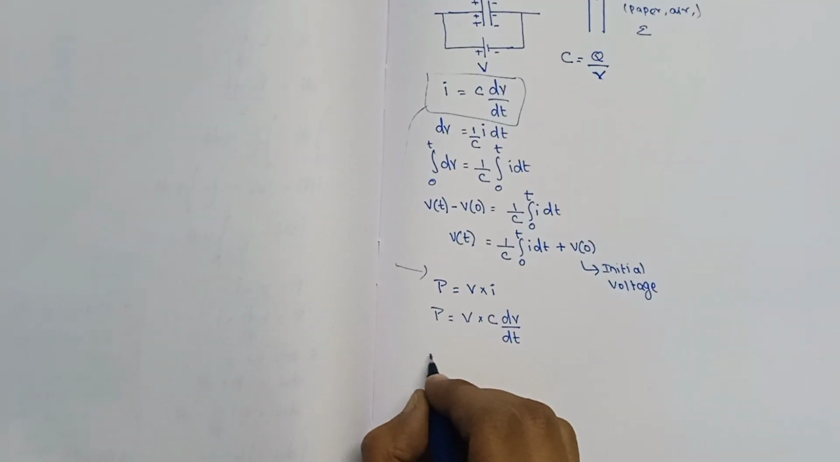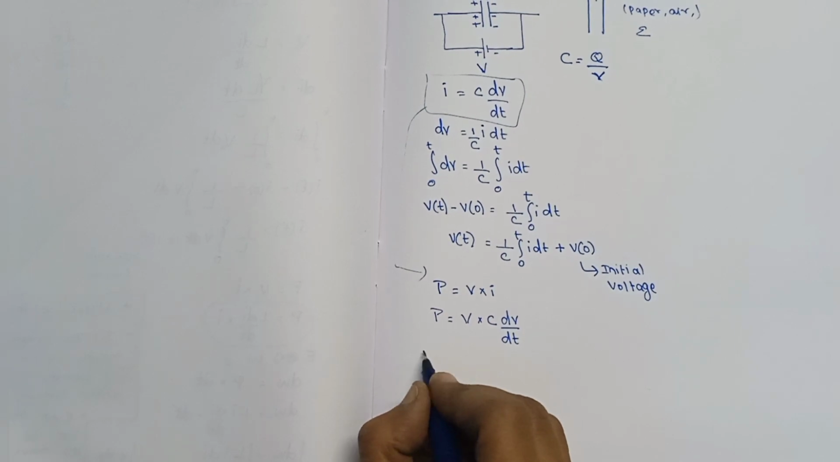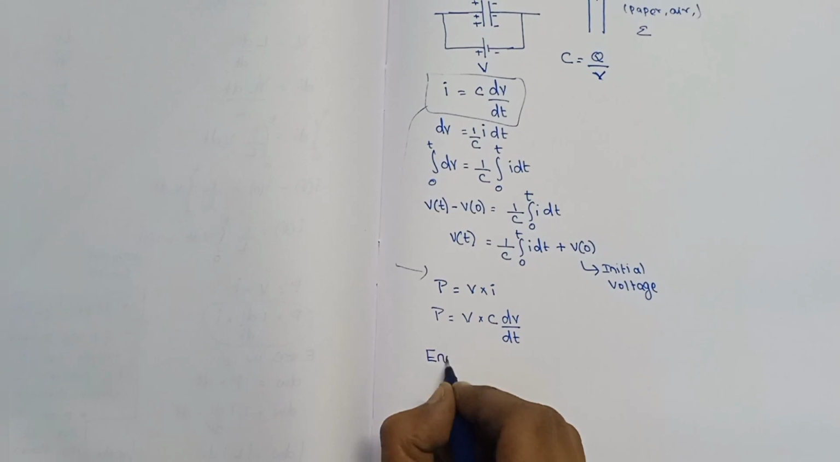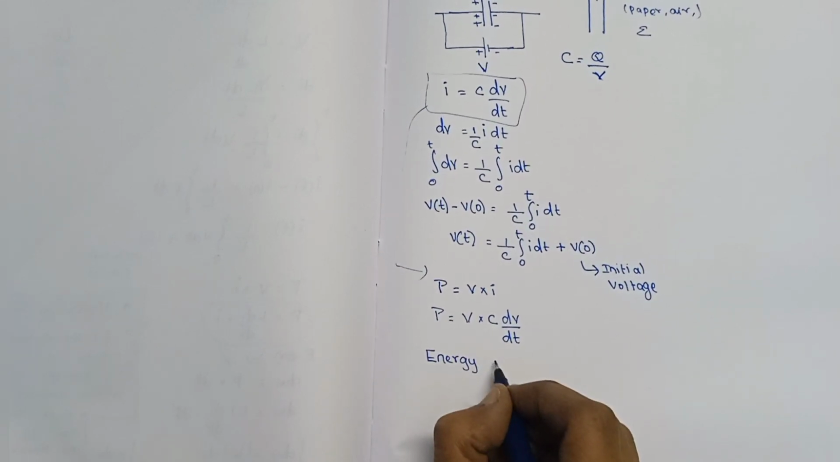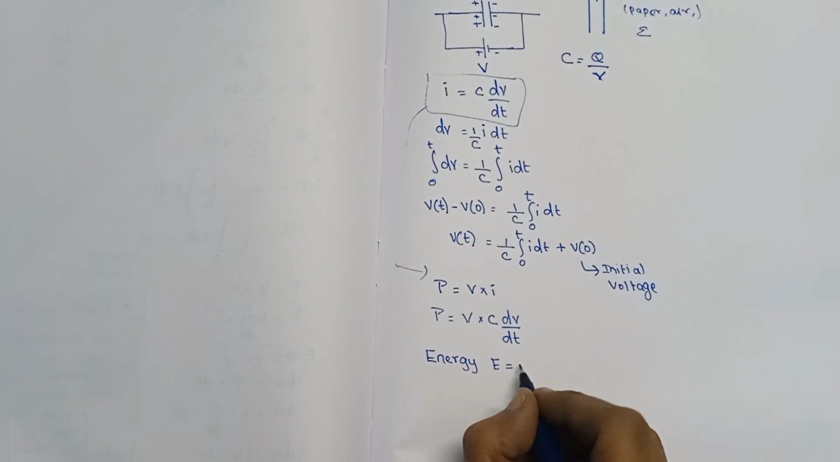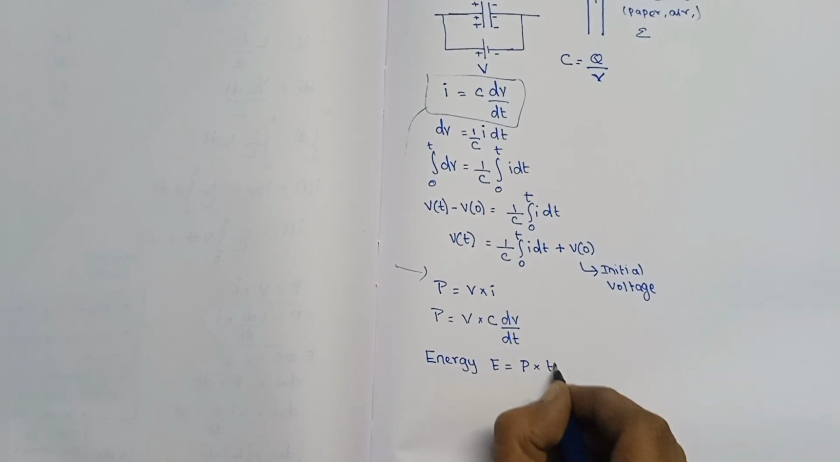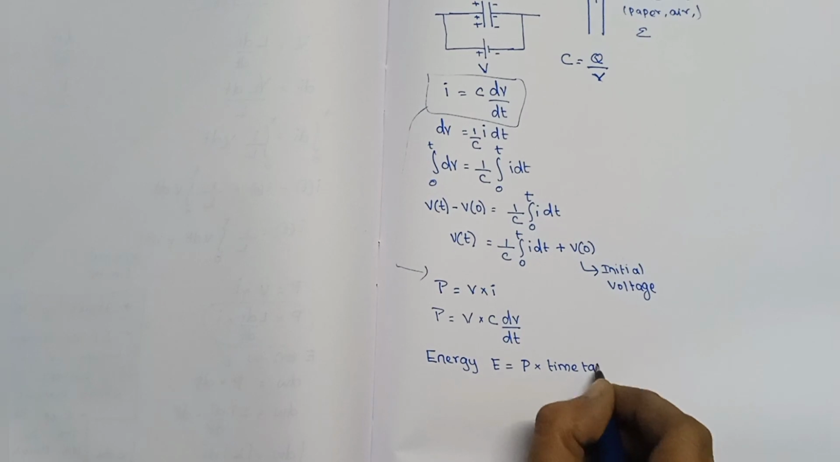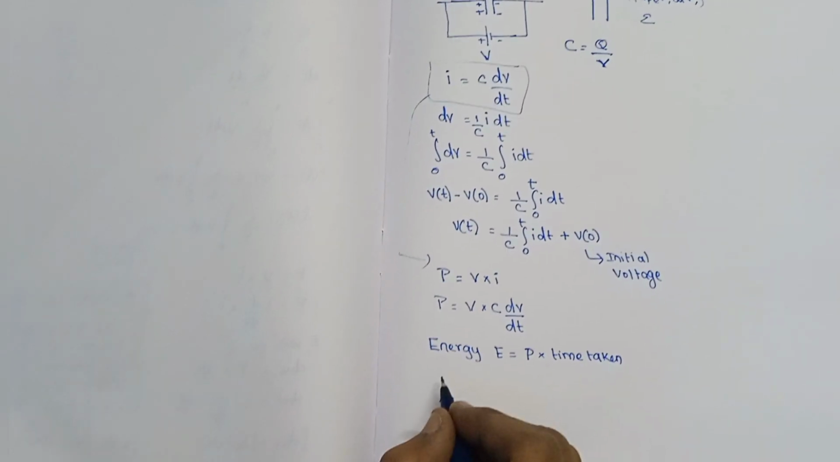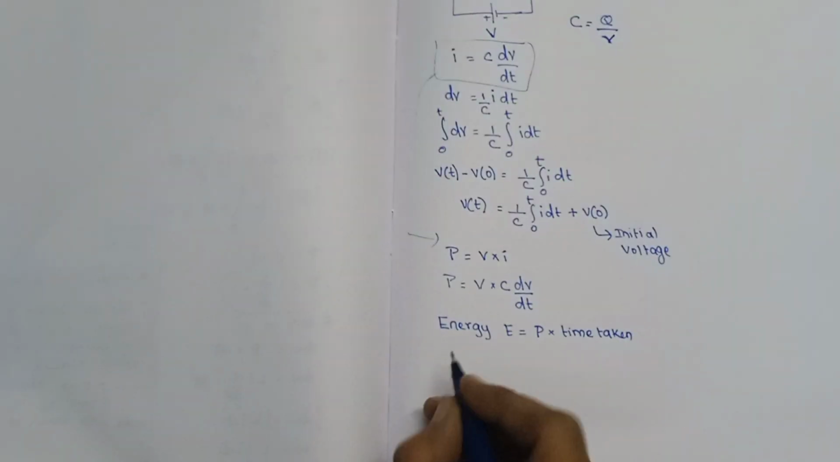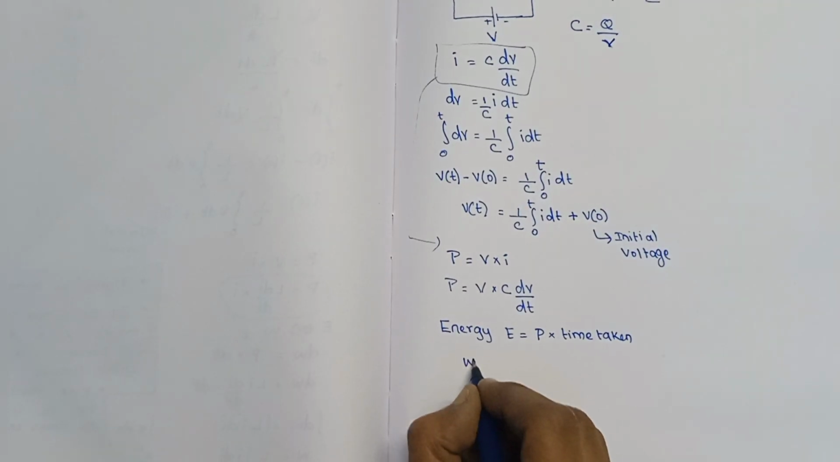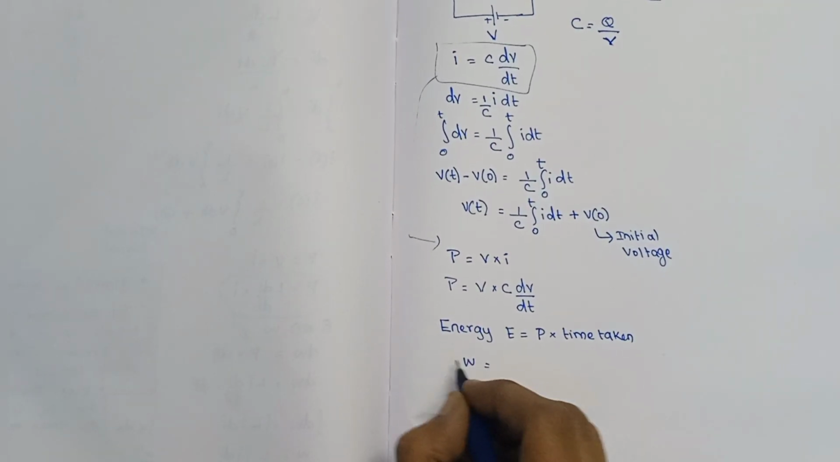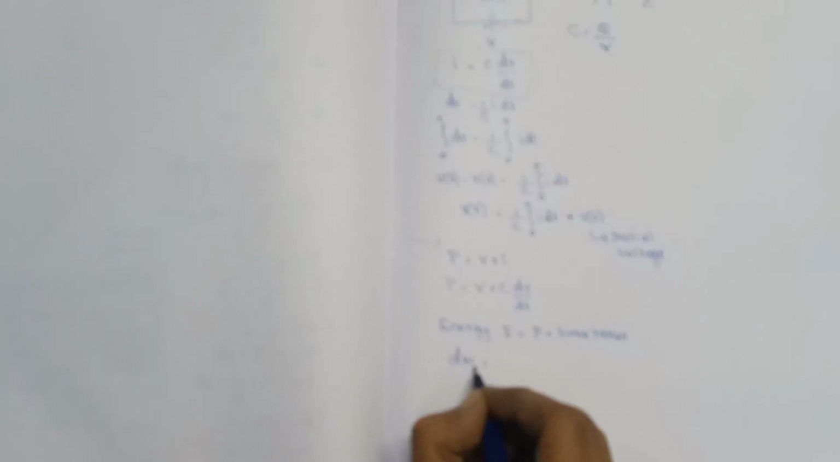Similar to that, we want to consider the energy. What is the formula for energy? Energy W, otherwise E, is equal to power into time taken. Power into time taken is nothing but energy. We can also represent the energy stored in the capacitor as W. So dW is power into dt.